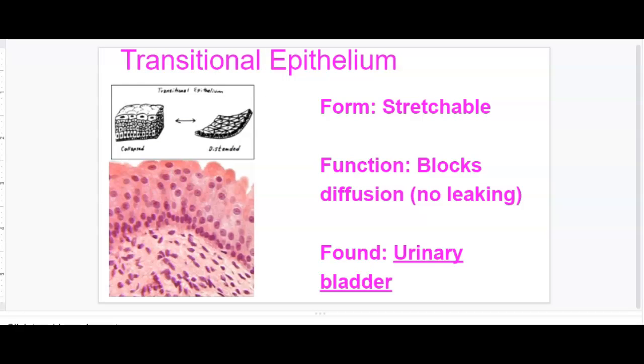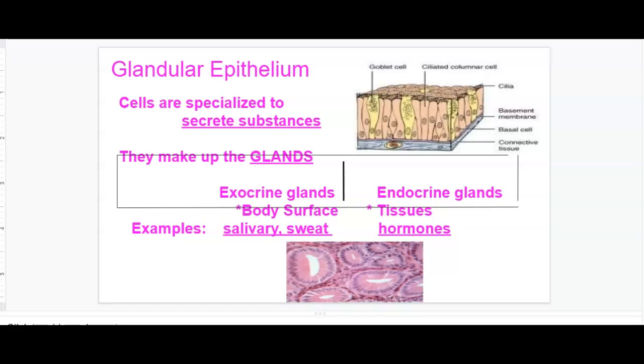It's stretchable. It prevents leaking. You don't want to have urine leaking into your abdominal area. So it prevents that. And in this place, you find it in the urinary bladder. So that is another type. Let's go on to this last type. There are some that will actually secrete stuff. For instance, you're going to have what's called exocrine, and then you have endocrine.